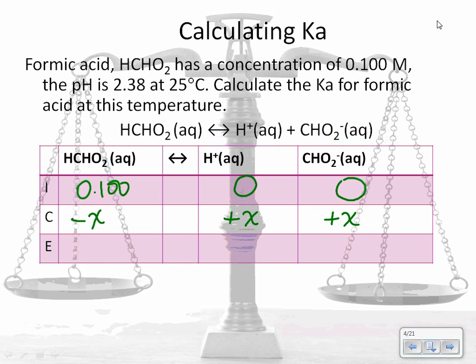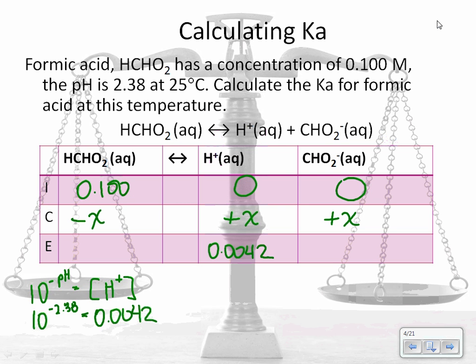So then I just have to calculate my Ka, so I need my final equilibrium concentrations. Well, I actually give that to you because I've given you the pH. So remember that if I do 10 to the negative pH, that can give you your hydrogen ion concentration for this acid. So when I do 10 to the negative 2.38, that equals 0.0042. So that's my hydrogen ion concentration, which means 0 plus X is 0.0042. And again, because my H plus and CHO2 minus are in a 1-to-1 ratio, this is also 0.0042. So you can write that in.